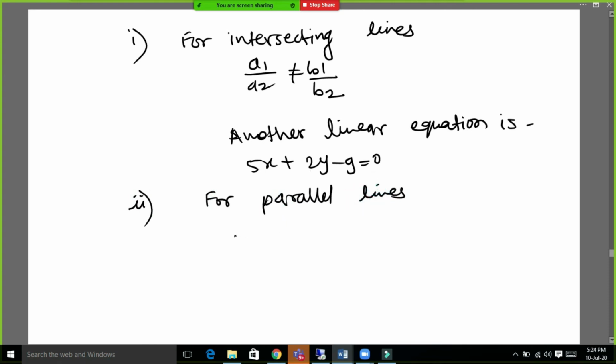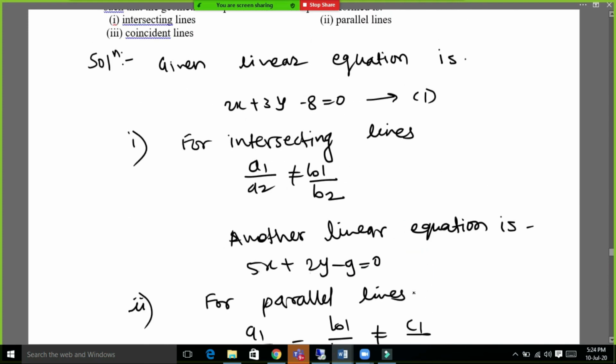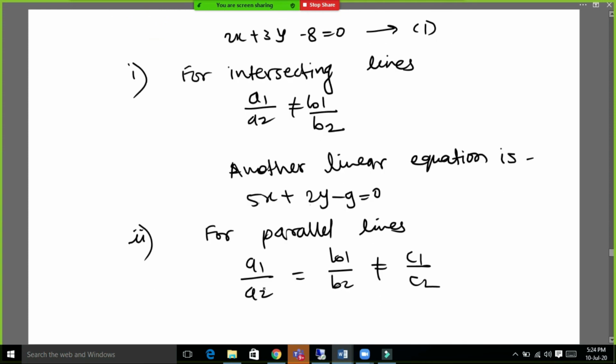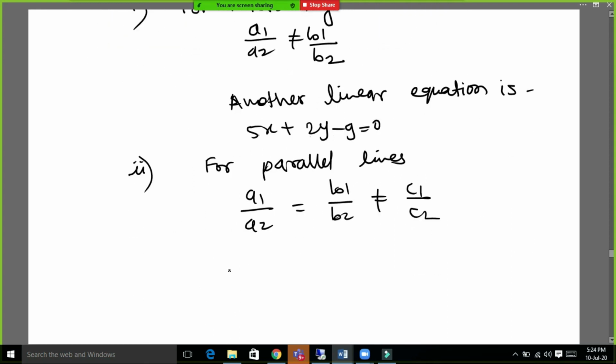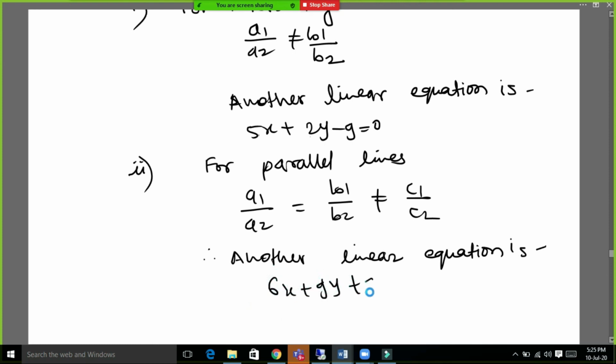So for parallel lines we have a1 upon a2 is equal to b1 upon b2, not equal to c1 upon c2. So for the first equation we have to consider another equation that has the values a1 upon a2 equal to b1 upon b2 and not equal to c1 upon c2. So for the first equation we have to form a pair. Therefore another linear equation is six x plus 9y plus 7 is equal to 0.